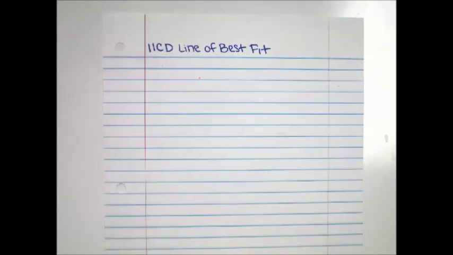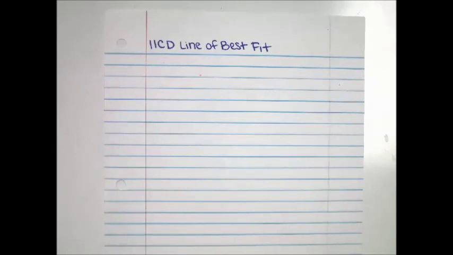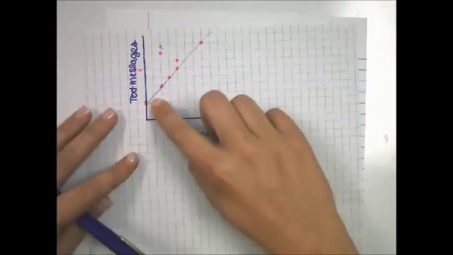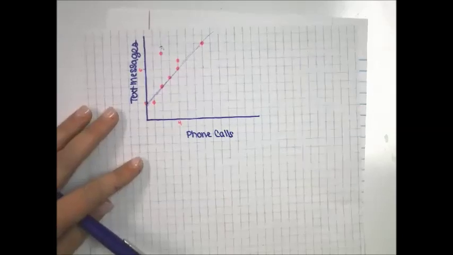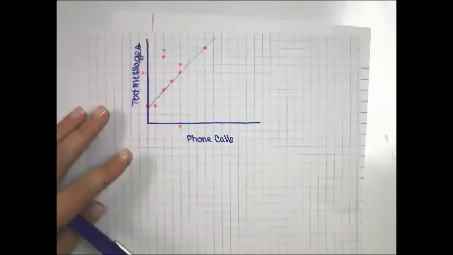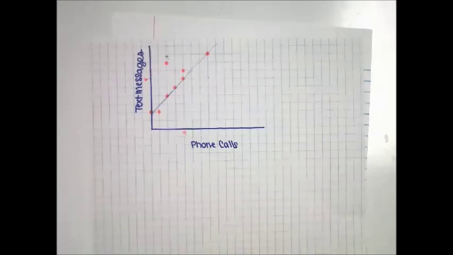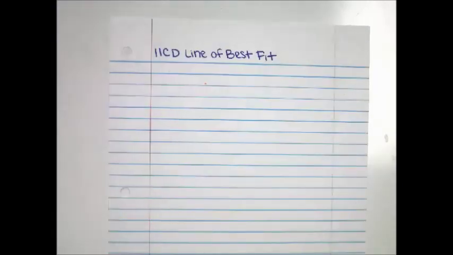In sections 11C and D, we're going to start looking at the line of best fit for data. In the last lesson, we talked about correlation. We sketched in this line of best fit, but we want a more precise, more exact way of finding it, without just saying it kind of looks like it would be about right here. So we're going to look at the way to more precisely find the line of best fit.